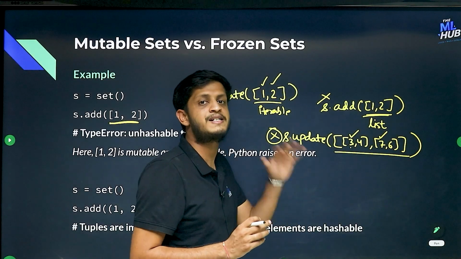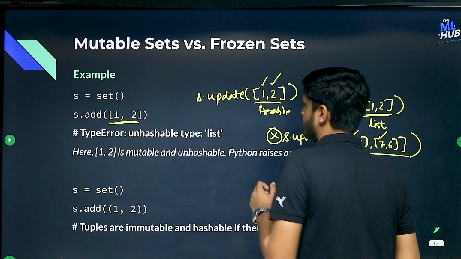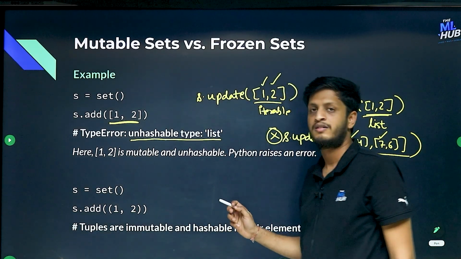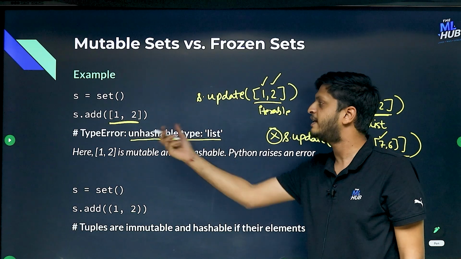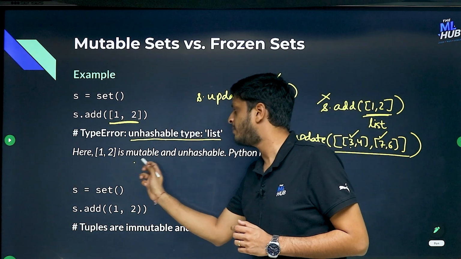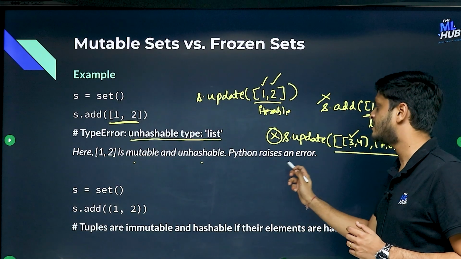Only immutable objects can be added inside a set. Okay? So this will give you an error, TypeError: unhashable type: list. You cannot create a hash value of a list, and that's why you cannot add it. Here the list 1, 2 is mutable and unhashable. Python raises an error.